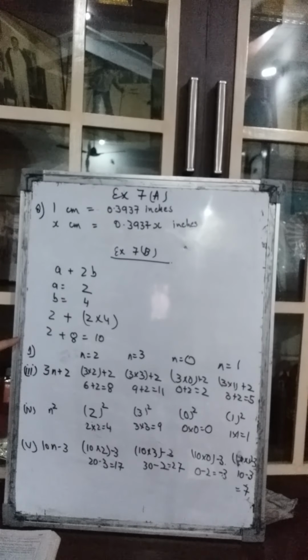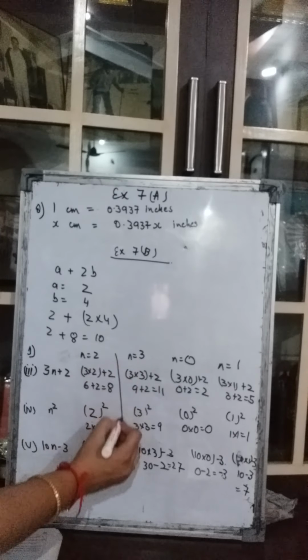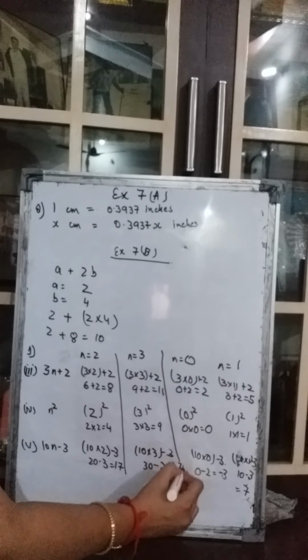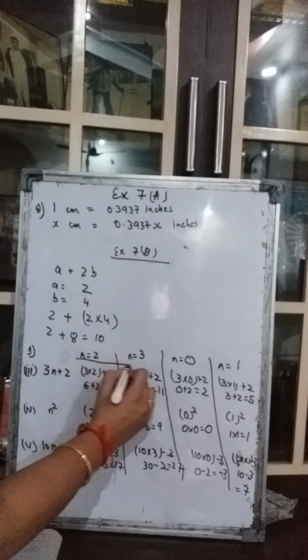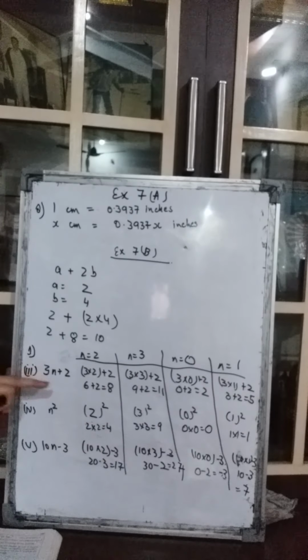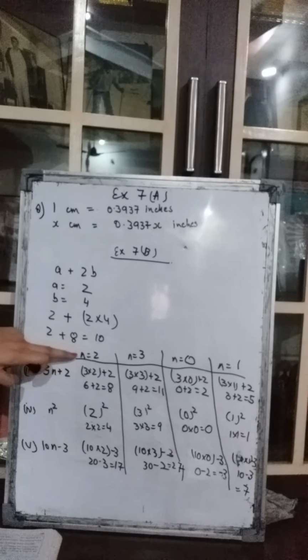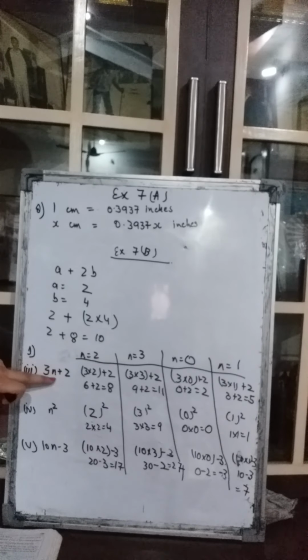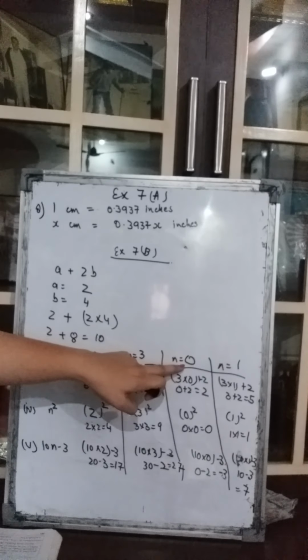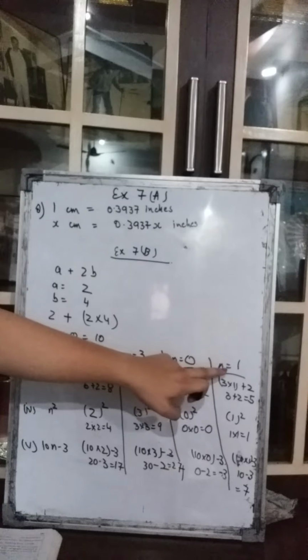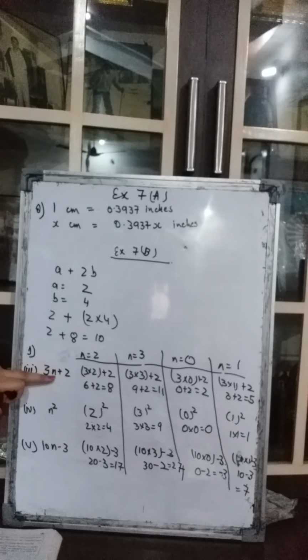Okay, so let's do the first question. What we have to do is make tables like this. You can draw a line here, so it will be easier for you. Here you have to find the values of these expressions when the variable value n is given differently. Here it is given n is equal to 2, so we will put 2 instead of n. Where n is equal to 3, we will put 3 instead of n. Where n is equal to 0, we will put 0 instead of n. Where n is equal to 1, we will put 1 instead of n. In this way we will solve it and we will get the value of the expression.